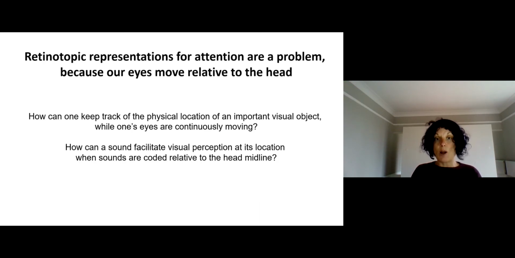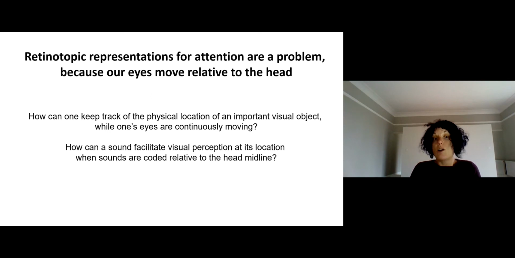And why is this a problem? This is because, as I said before, our eyes move relative to the head. And it's difficult to keep track of the physical location of an important object. And it's also difficult to align a visual object with a sound or a touch on the hand, because sounds are coded relative to the head midline. A touch on the hand would be coded relative to the body midline.